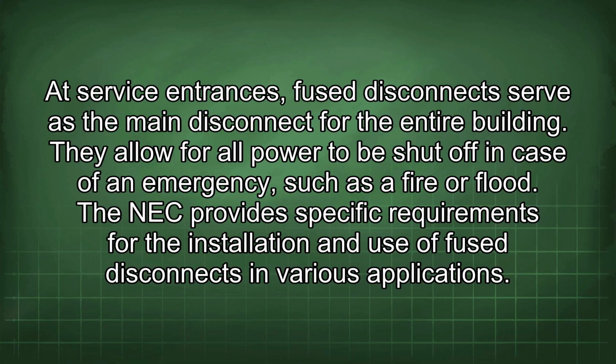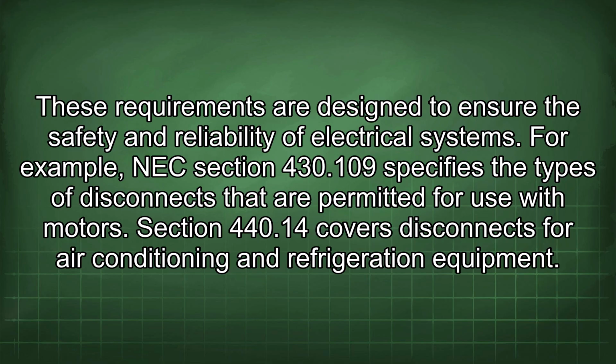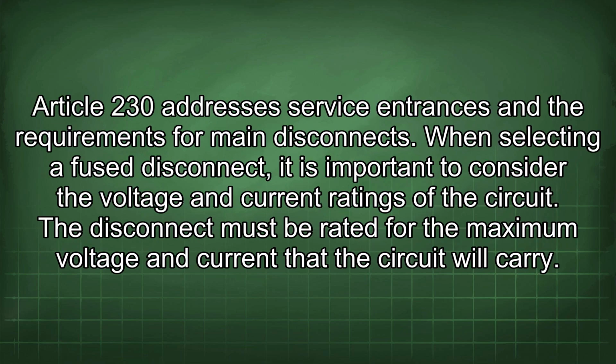The NEC provides specific requirements for the installation and use of fuse disconnects in various applications. These requirements are designed to ensure the safety and reliability of electrical systems. For example, NEC Section 430.109 specifies the types of disconnects that are permitted for use with motors. Section 440.14 covers disconnects for air conditioning and refrigeration equipment. Article 230 addresses service entrances and the requirements for main disconnects.